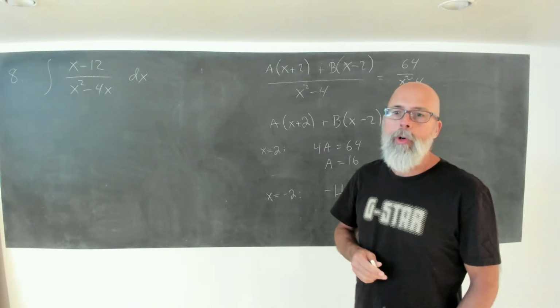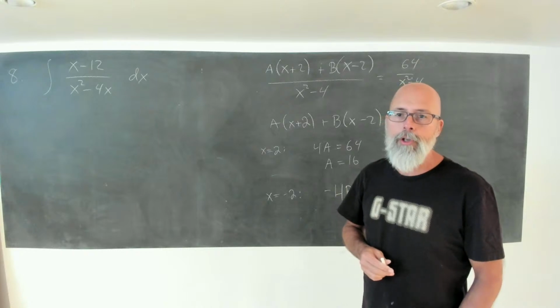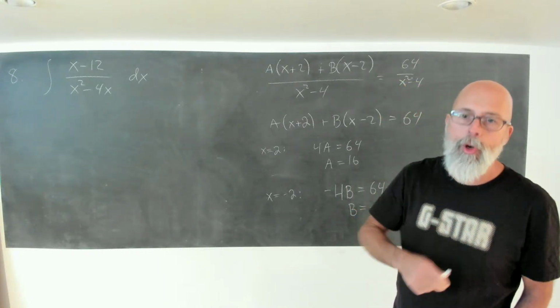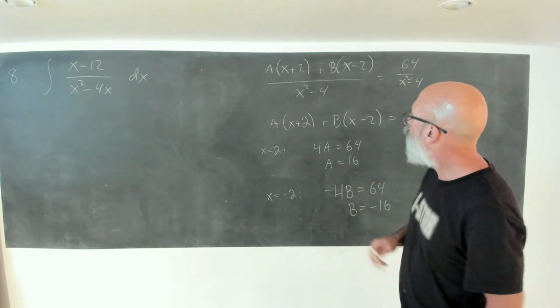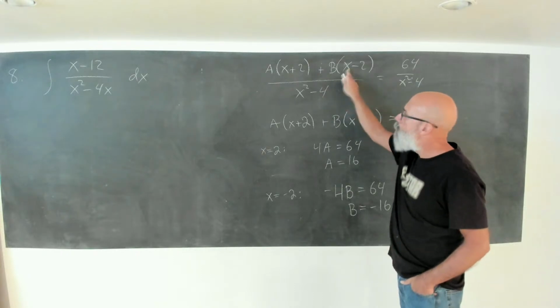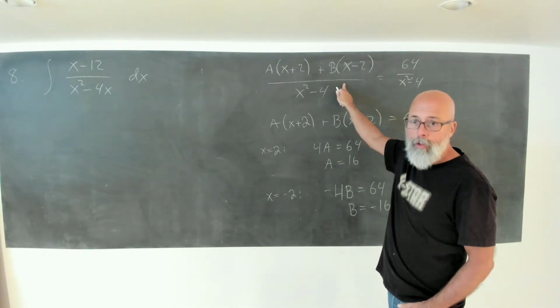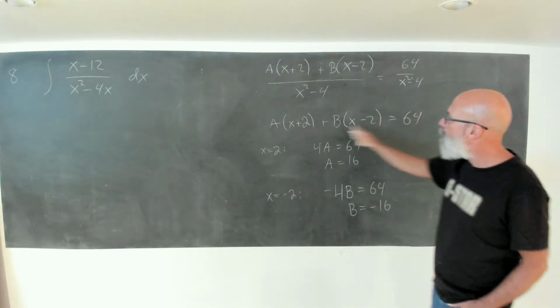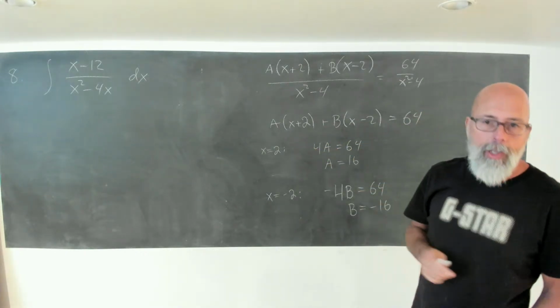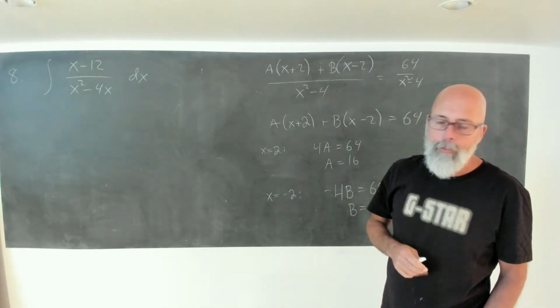Do you not run into any issues with x values not being divisible by 2 or minus 2? A valid question, right? Because here, you're not allowed to plug in 2 or minus 2. And then when you equate the numerators, suddenly you're plugging that in without issue.